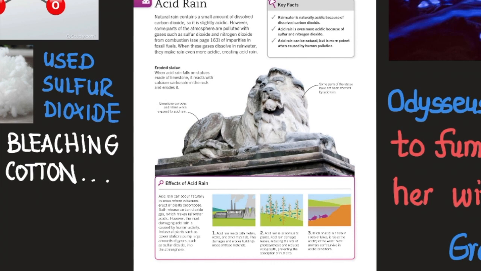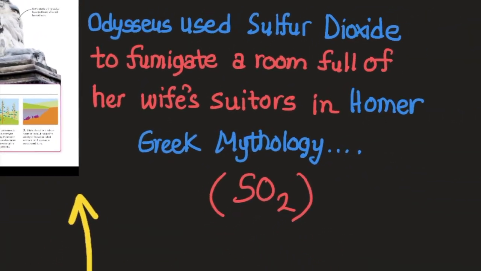Sulfuric acid. So a derivative of that compound has been used since the early ancient Greek times in the tale of Odysseus, written by Homer. He uses sulfur dioxide to fumigate a room full of his wife's suitors in Greek mythology, and sulfur dioxide again is poisonous, so it eliminated his wife's suitors in the tale.